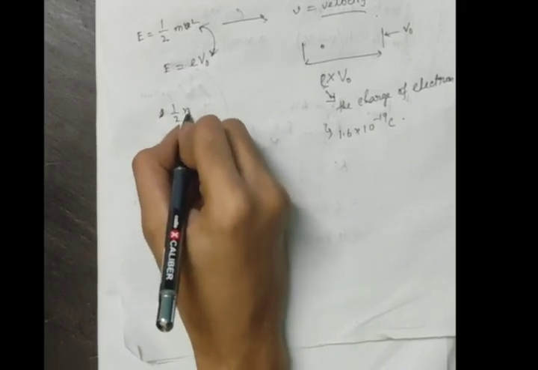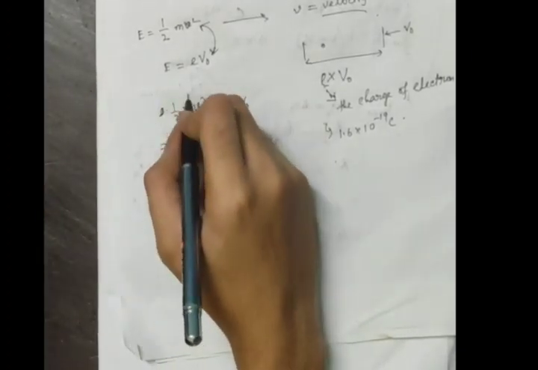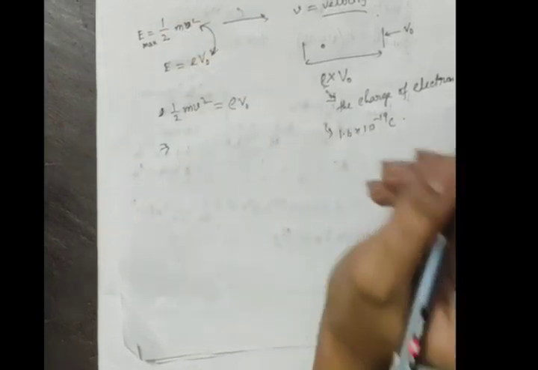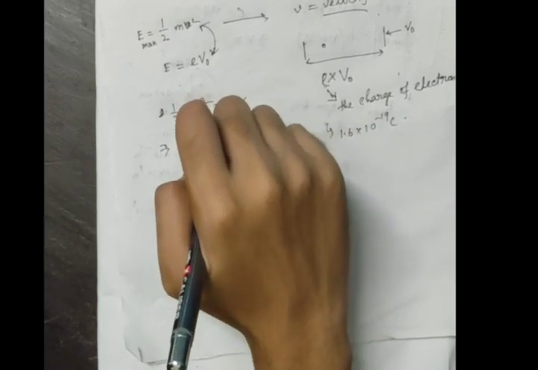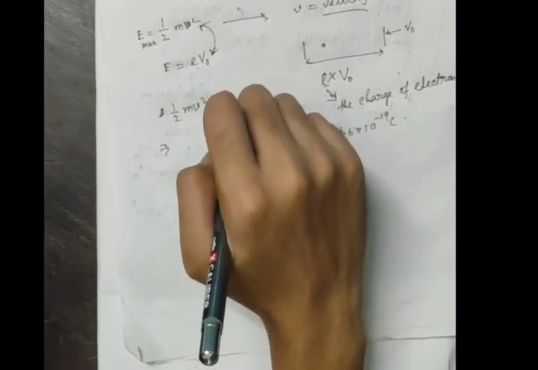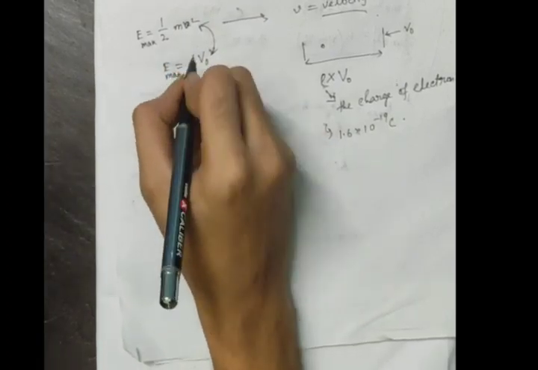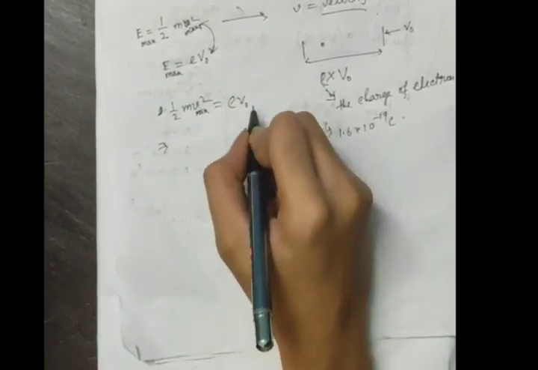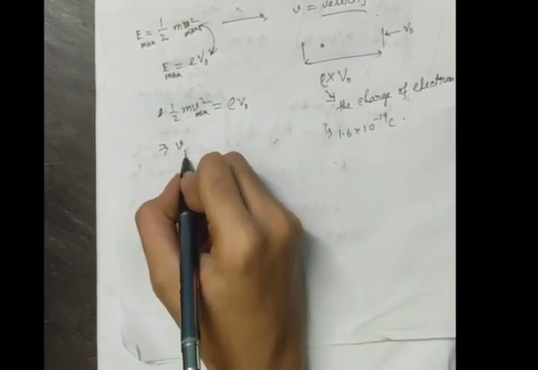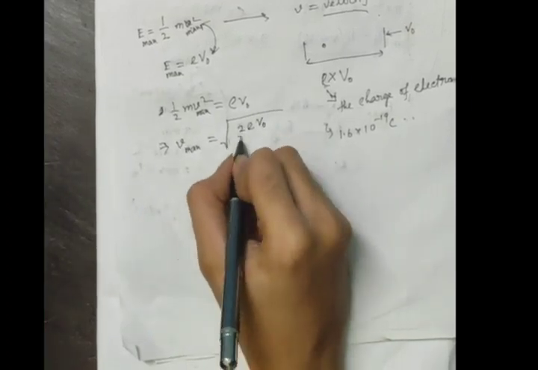So from both equations, we can say that half mv square is equal to eV naught, and as we are dealing with E max, because stopping potential is measured when the kinetic energy is at its highest point, the maximum, here it will be E max also, and therefore v will be v max also. So the value of v max will be root over 2 eV naught by m.